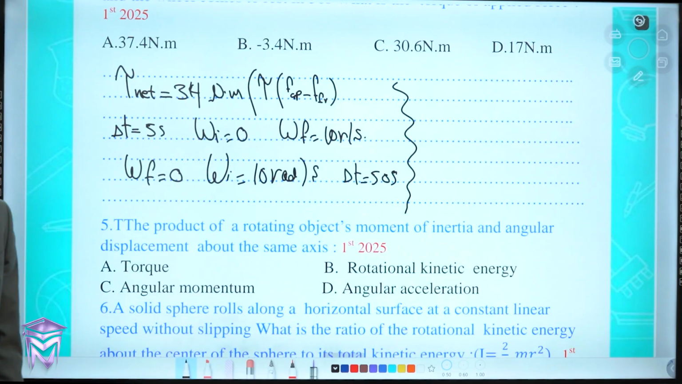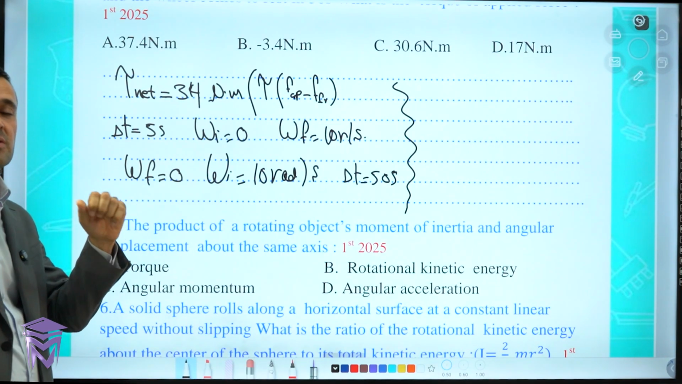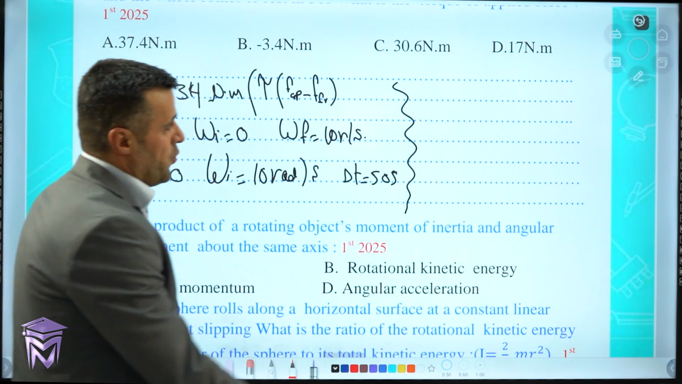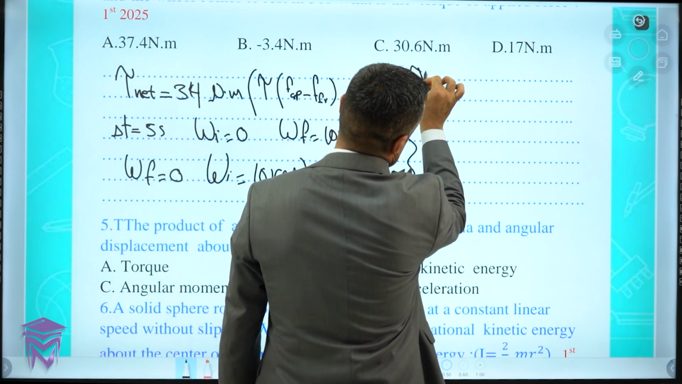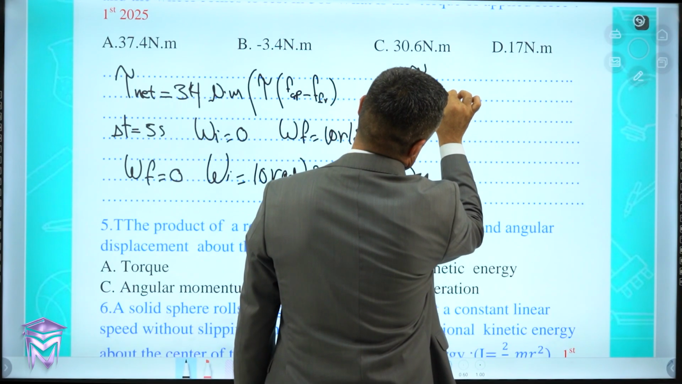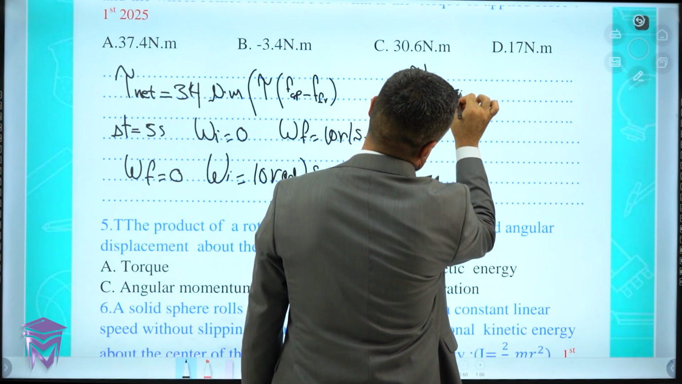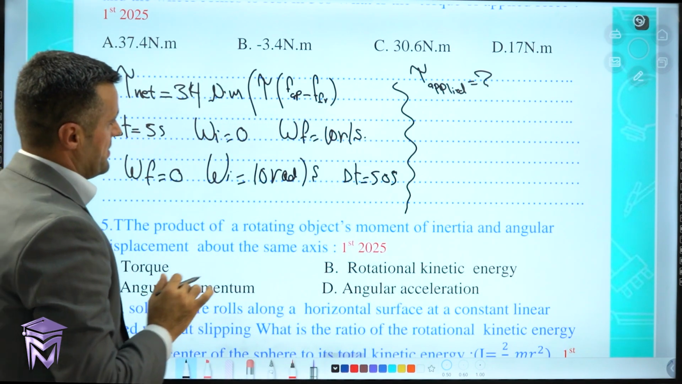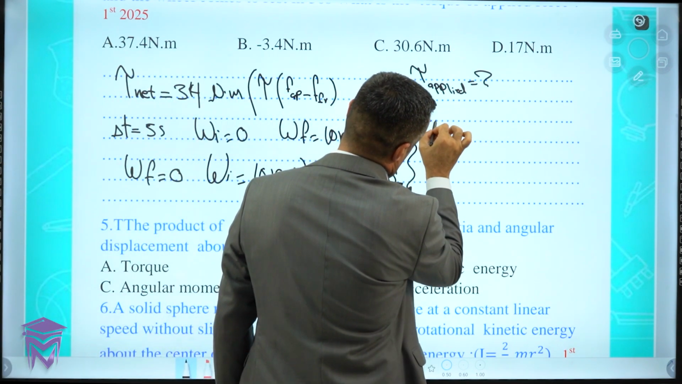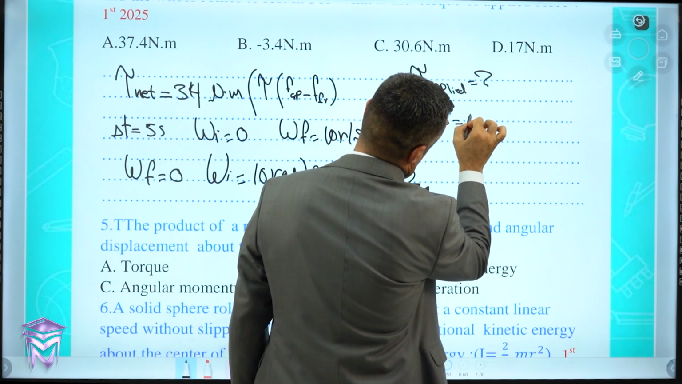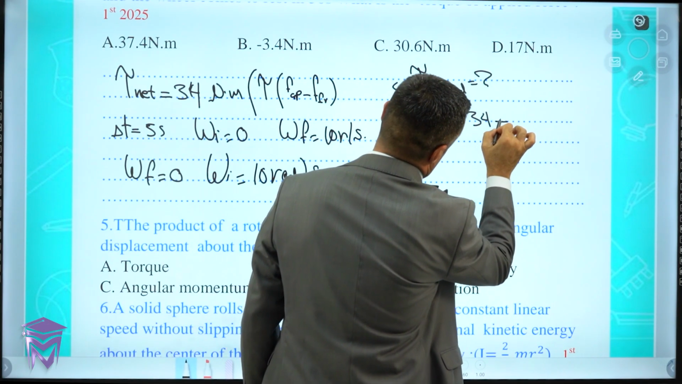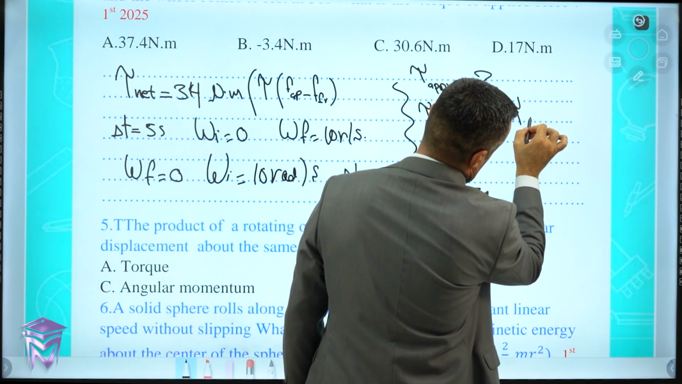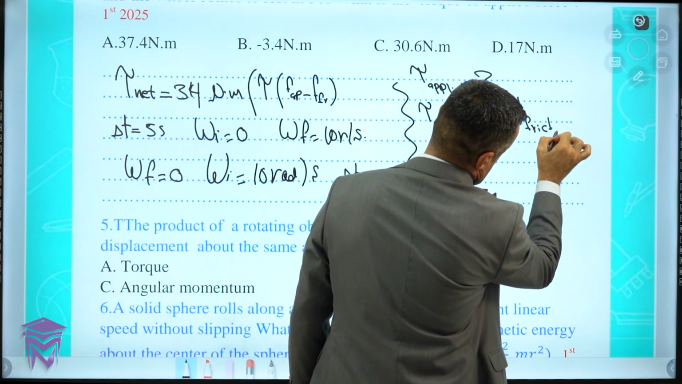What is the torque applied on the wheel? We have to find the torque produced by the applied force. We know that the torque applied equals 34 minus the torque produced by the friction force.